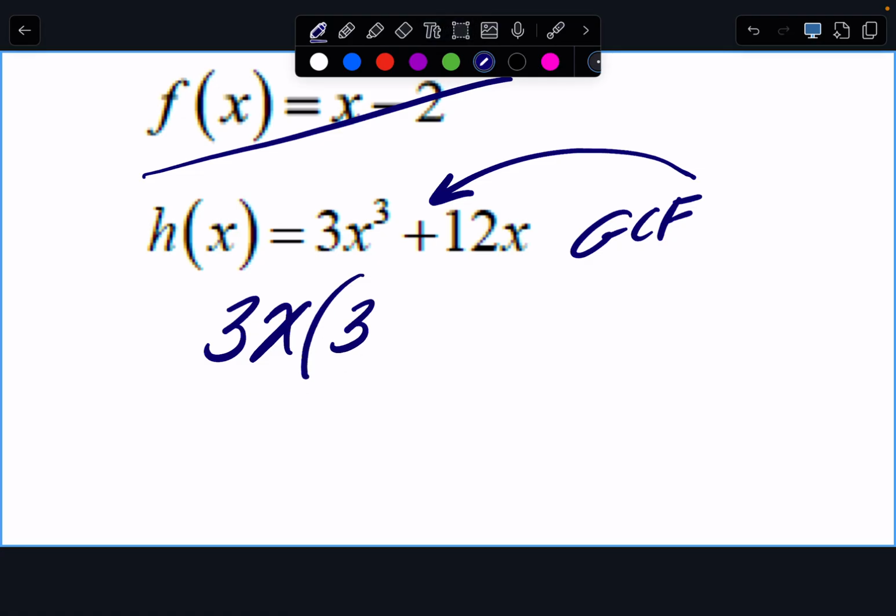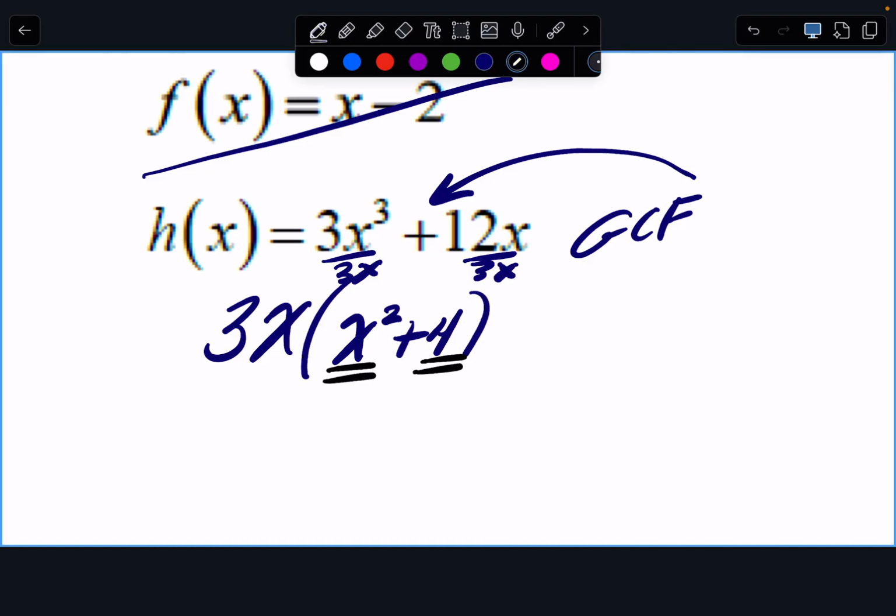So then that would be... no, it wouldn't. It would be x squared, divide by 3x, divide by 3x. It would be x squared plus 4. Now remember, a quadratic that's two perfect square roots has to have a subtraction sign. So this is as factored as it gets.